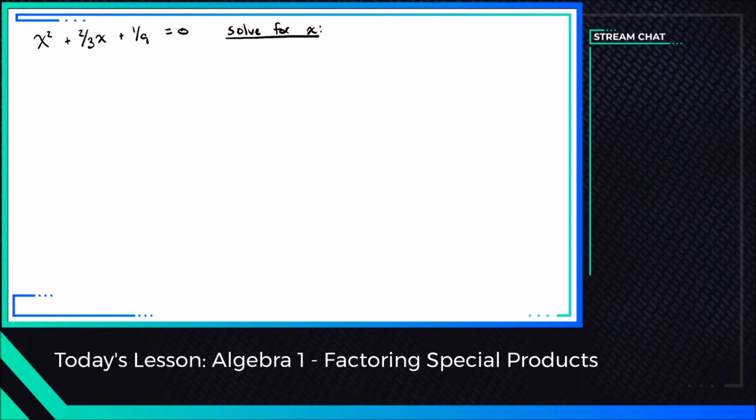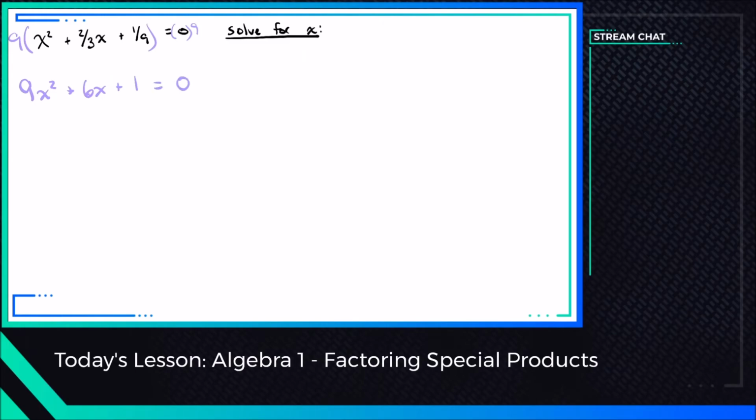So these fractions are really scary, but notice that each one of these fractions can be multiplied by 9 to get a whole number. So why don't we multiply this entire formula, both sides, by 9? When we multiply 0 by 9, that's still going to be 0. So we're going to have this as 9x squared. 2/3 of 9 is going to be 6x, and 1/9 of 9 is going to be 1. And then 0 times 9 is equal to 0.